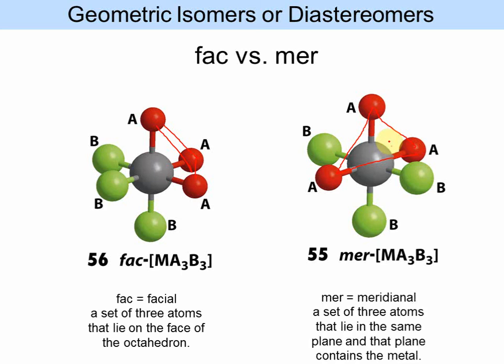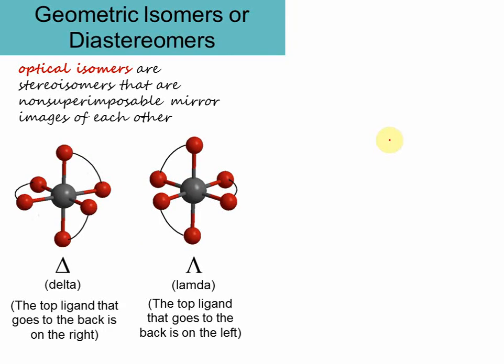And there are also optical isomers or enantiomers. Optical isomers are stereoisomers that are non-superimposable mirror images of each other. An example would be your hands. Your hands are mirror images of each other, but you can't overlay them so they overlap completely and cover the other. They actually look different.